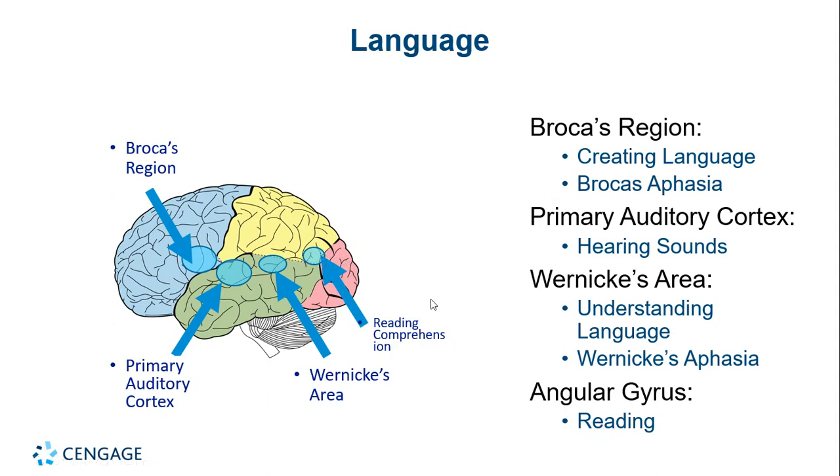If you were to damage this, then you wouldn't be able to read or read as well. In fact, what we find is that people who have reading comprehension problems often have issues with their angular gyrus or the connections to their angular gyrus. You can damage these in a lot of different ways. If you have a stroke to a specific portion of the brain, you might damage Broca's region or Wernicke's region or your angular gyrus. Or maybe you don't learn, right?